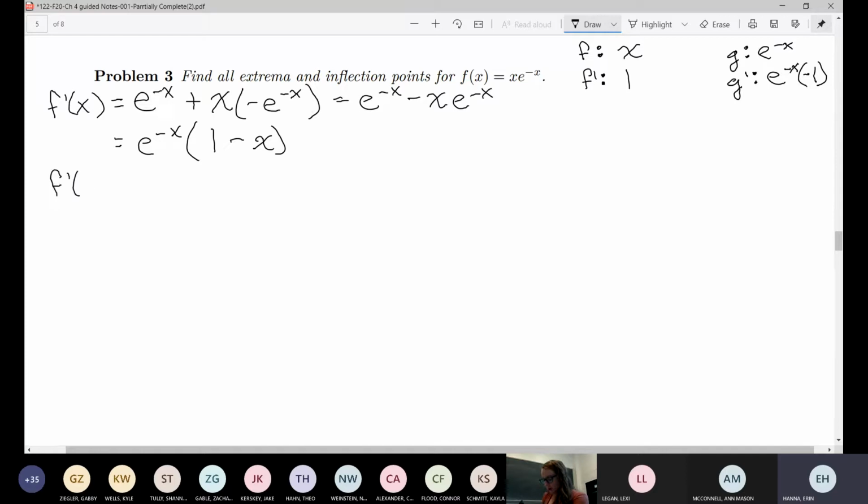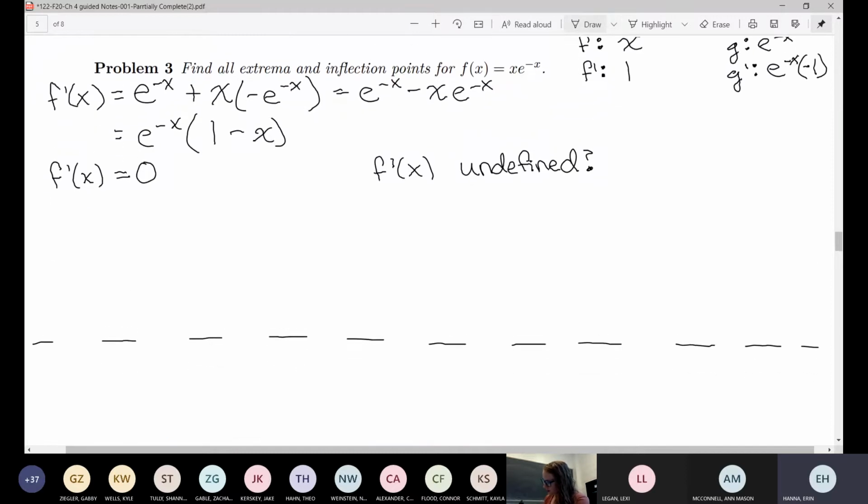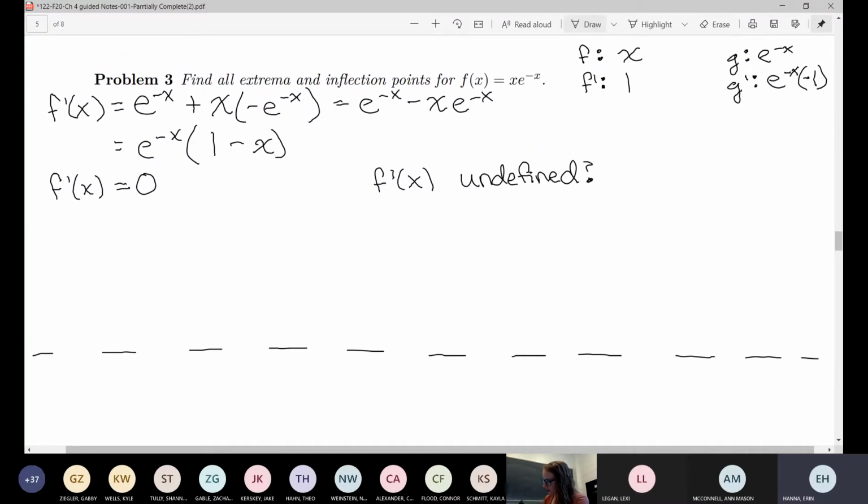So our next step, as I just kind of said, is remember now we have to find our critical points. So we need to set the derivative equal to 0, and we need to talk about whether or not the derivative is ever undefined. I want to talk about undefined first. And actually, let me remind myself how much space I have. I probably want this much space for the inflection points. So is this derivative ever undefined?